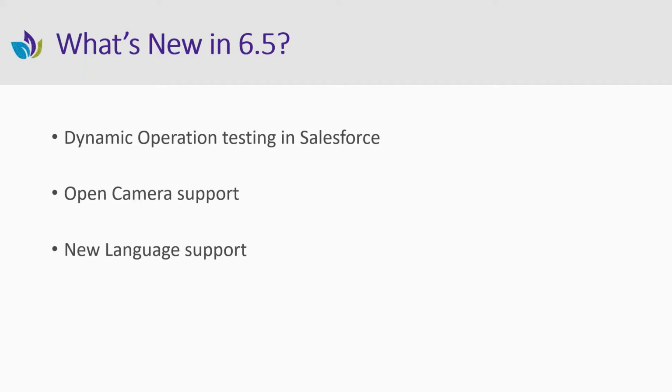Great, so what is new in Taroworks version 6.5? As mentioned previously, the primary enhancement in this version is the ability to test your dynamic operations, both your calculations and validations, in Salesforce rather than on your mobile device. Taroworks 6.5 now supports the use of the Open Camera application, which is a free Android application that you can download onto your mobile device. It can help your mobile users with image guidance. We have also included 3 more languages that are now available on the Taroworks mobile application.